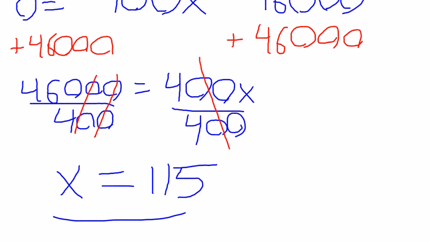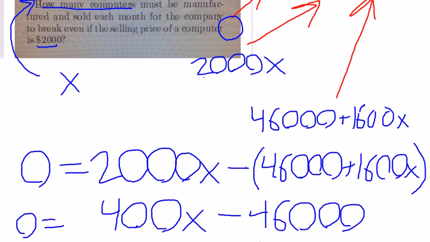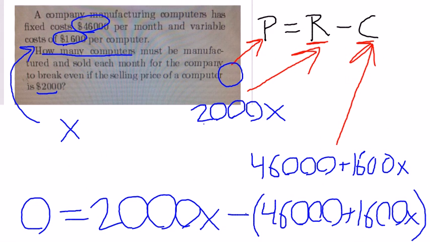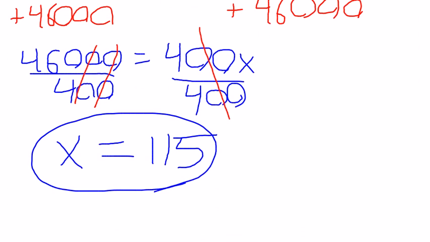So does that make sense? What was x? x was our number of computers. So that's saying we need to sell 115 computers to break even.